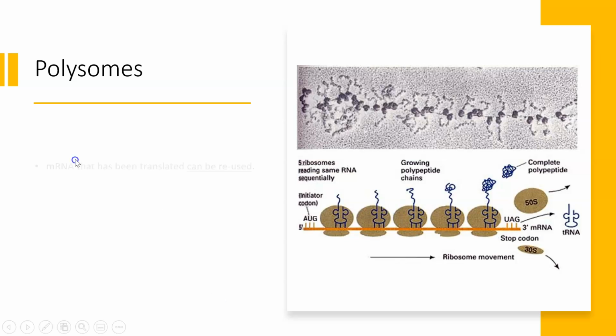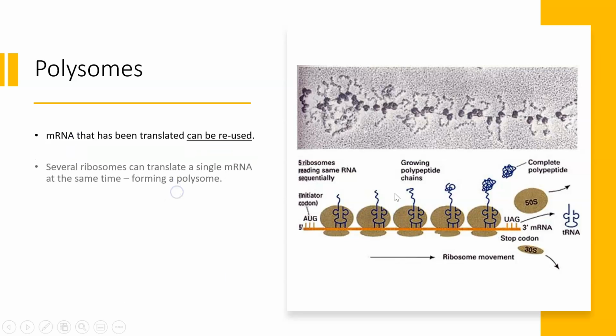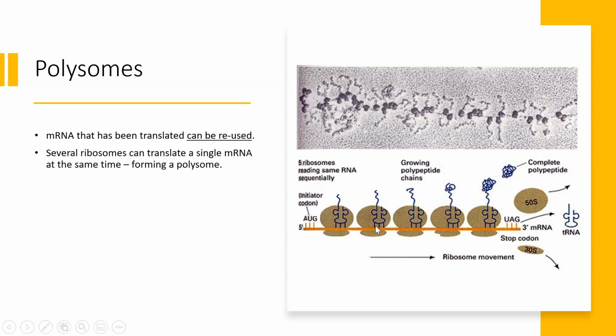So you get these things called polysomes, and this is where we have several ribosomes reading an mRNA strand. So what it means is that we don't just get one length of mRNA, it's read, off it goes. We can make several polypeptide chains from one piece of mRNA if we have several ribosomes reading it at a time.